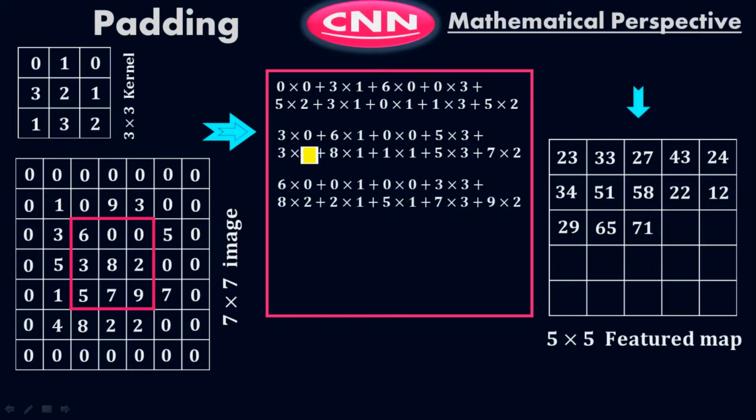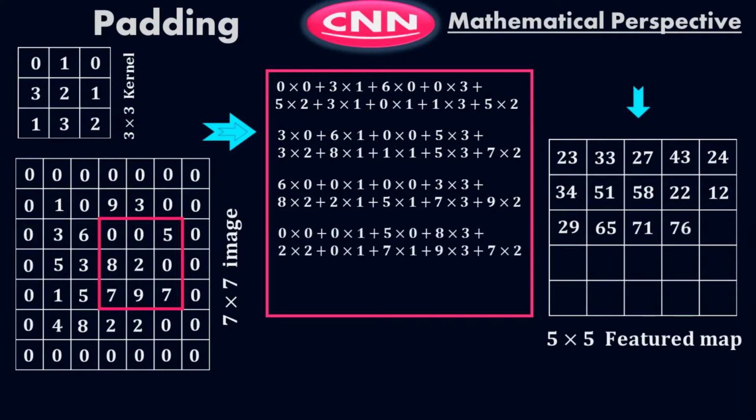6 times 0 plus 0 times 1 plus 0 times 0 plus 3 times 3 plus 8 times 2 plus 2 times 1 plus 5 times 1 plus 7 times 3 plus 9 times 2. It equals 71. Then leave the third column and pick this 3 by 3 matrix, and take its product with a 3 by 3 kernel. At the end you will get 76.